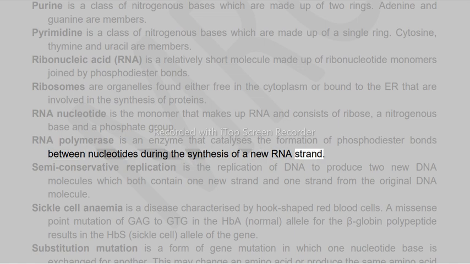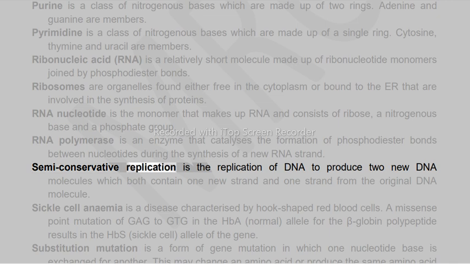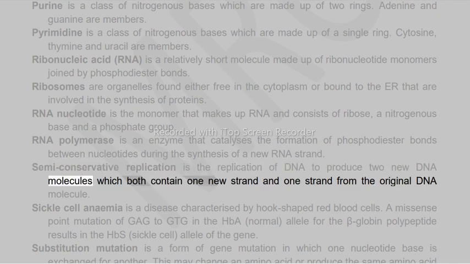RNA polymerase is an enzyme that catalyses the formation of phosphodiester bonds between nucleotides during the synthesis of a new RNA strand. Semi-conservative replication is the replication of DNA to produce 2 new DNA molecules which both contain one new strand and one strand from the original DNA molecule.